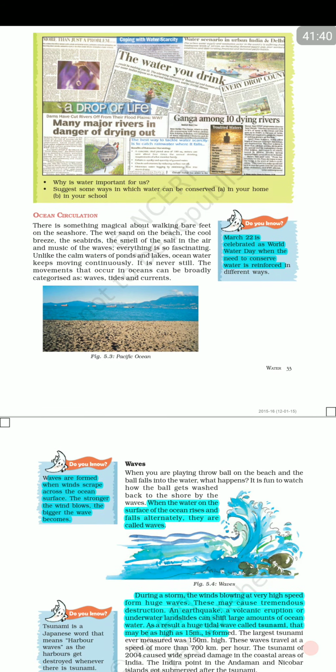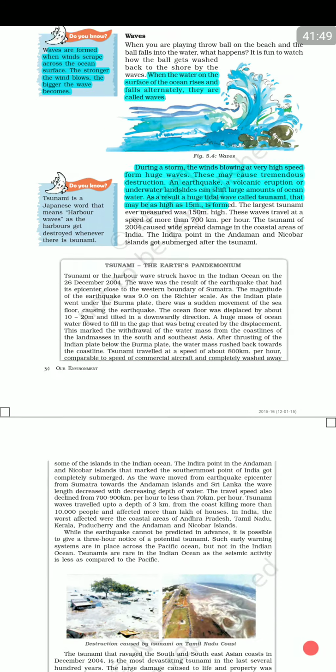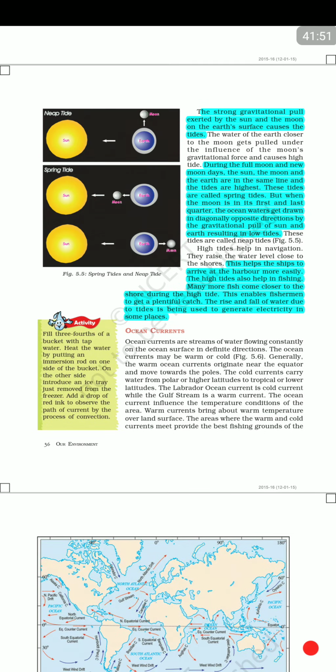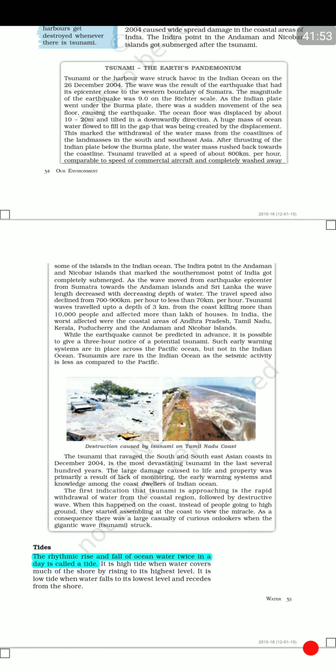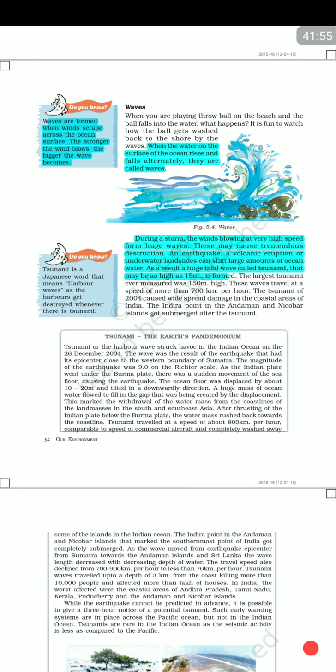Then we saw the 3 kinds of ocean circulation, that is the tide, the wave, and the ocean currents. We also saw the trick to remember waves with winds. We also saw the difference between the tides and the wave. Tides are rhythmic, waves are not rhythmic.